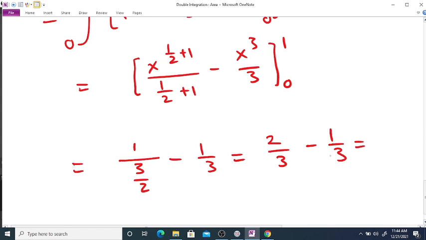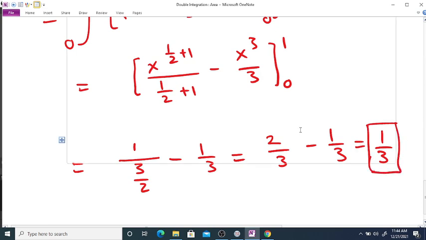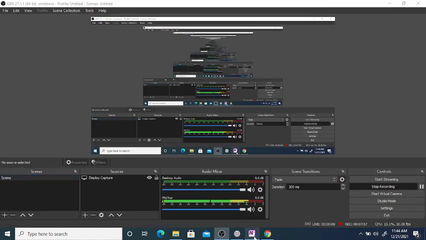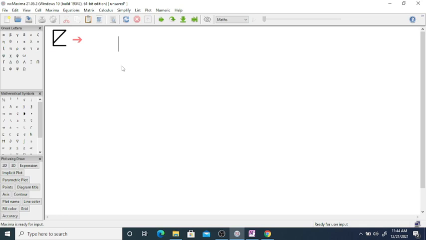So this is equal to 2 by 3 minus 1 by 3. So the answer is equal to 2 by 3 minus 1 by 3, which is equal to what? 1 by 3. So the area of the closed region bounded by y equal to x square and x is equal to y square is 1 by 3. Now we are going to verify this by using Maxima also.